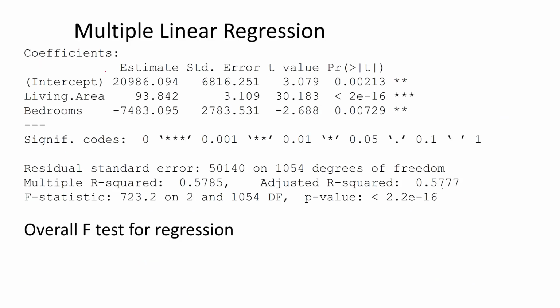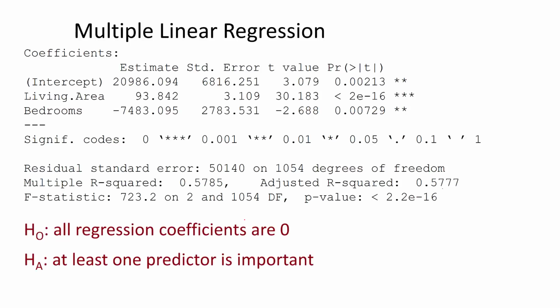So now we get to talk about a different test that we're going to look at with multiple linear regression. In simple linear regression, we just looked at the tests on the individual coefficient for the predictor. But here we're going to pay attention to something we call the overall F-test first. The overall F-test for regression tests the null hypothesis that all regression coefficients are 0 and the alternative that at least one is important.